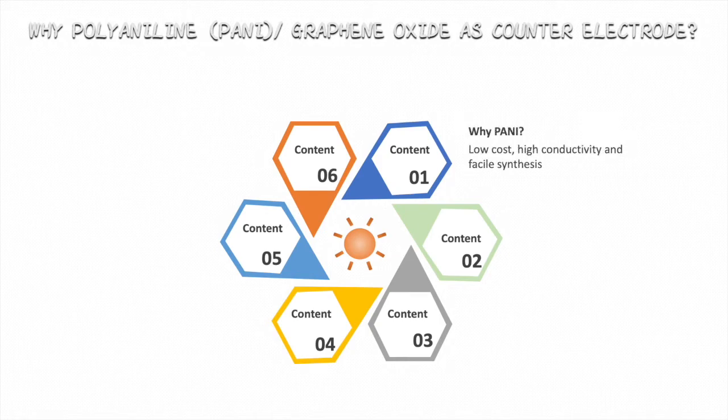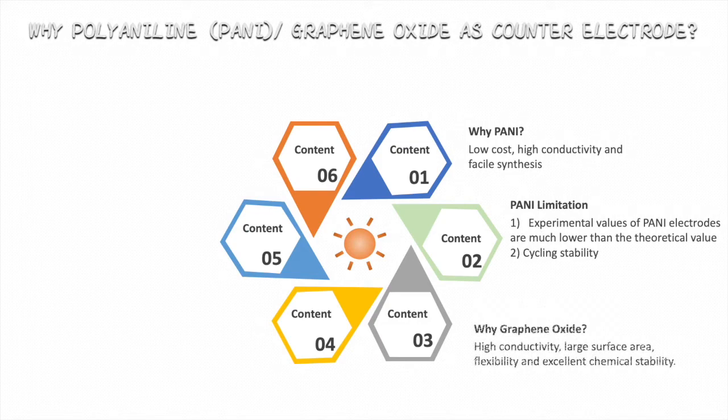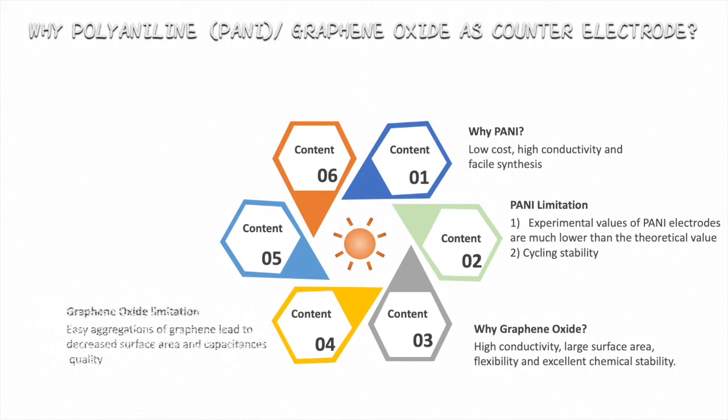PANI has low cost, high conductivity, and is easy to synthesize. However, it has its own limitation, in which the experimental value of PANI electrodes is much lower than the theoretical value, which leads to lower cycling stability. Why graphene oxide? Because it has high conductivity, large surface area, flexibility, and excellent chemical stability. However, graphene easily aggregates, which leads to decreased surface area and capacitance.